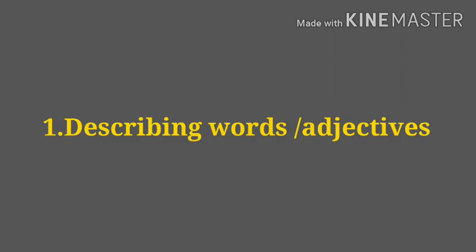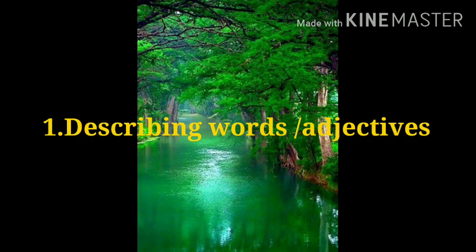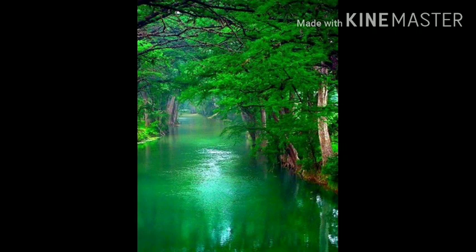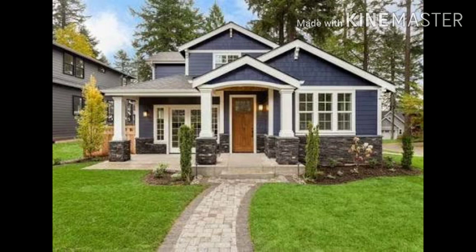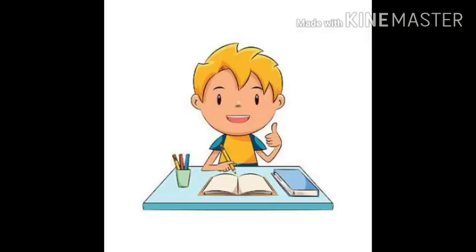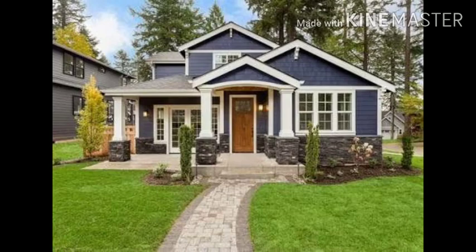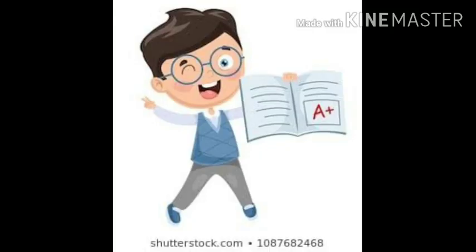Let us start. So first one, describing words or adjectives. I think this term is very familiar to you. It means words which describe nouns or pronouns are termed as describing words or adjectives. For example, a beautiful house. Which word is the describing word here? You are right. Beautiful is the describing word here. A happy person. Here, you are correct. Happy is the describing word.